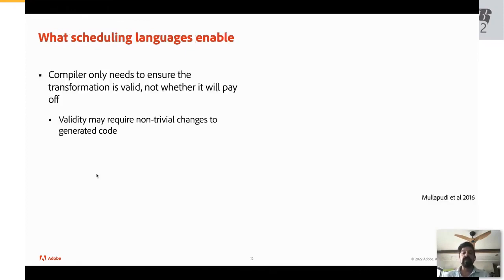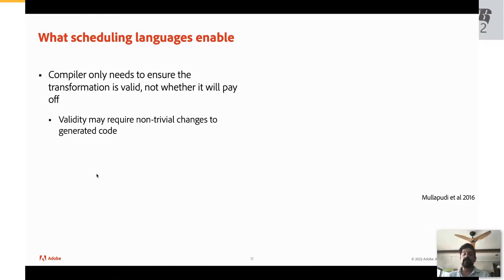So what this really enables is that the compiler only needs to ensure that the transformation is valid, not whether it will pay off. In traditional compilers, what we really have is a large set of mostly handwritten heuristics that decide whether a particular transformation will pay off. And these heuristics perform poorly when you need to apply a combination of transformations. So applying transformation A in isolation might not be profitable, and transformation B in isolation may not be profitable. But applying the combination of those can be.